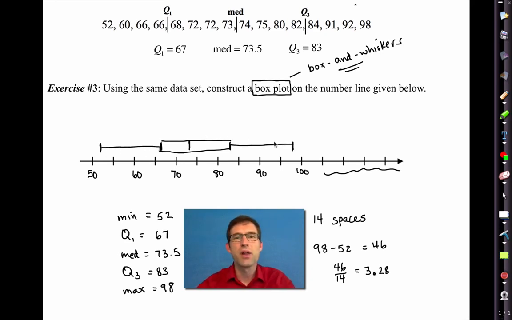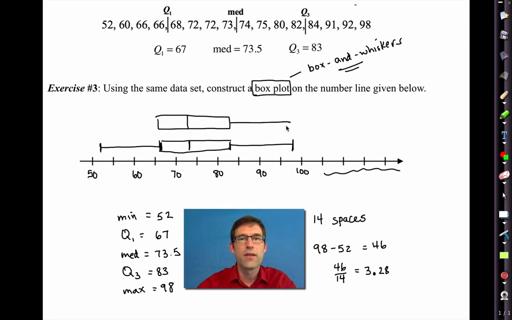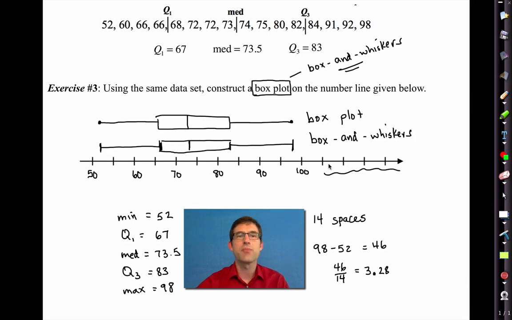Now, you'll see box plots drawn in two different ways. You'll see them drawn like this, and you'll also see them drawn without those little things on the end. Okay, and maybe just a dot at the end. This is the way a more traditional box plot is drawn. This is more of the box and whiskers. They show you exactly the same thing though.